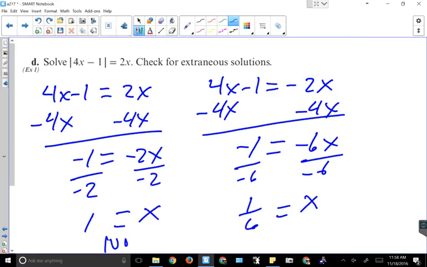What about 1/6? Well, let's see. If I put 1/6 in up here, that gives me 2 over 6, which is 1/3. If I put that in up over here, that's going to be 4 over 6, which gives me 2/3 minus 3/3. What's the difference between 1/3 and 3/3? 1/3. Absolute value of 1/3 is 1/3. So this is a yes.